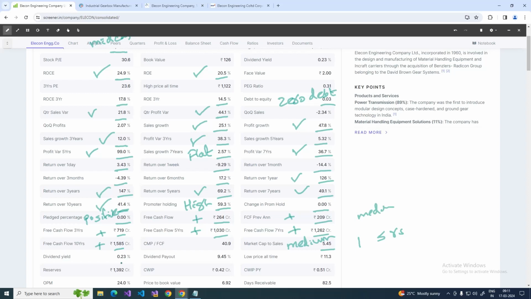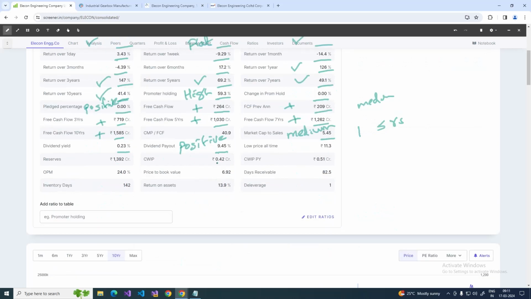Then dividend yield 0.20 percentage, dividend payout 9.45 percentage. So they are giving dividend every year, but here dividend payout is 9.45 percentage. This is less. That means they are getting more profits and giving less dividend. So they are holding the profits for future growth. This is a positive sign. CWIP is 0.42 crores. They are not doing any capital expenditure recently, and also previous year it was 0.51 crores. This is also very less.